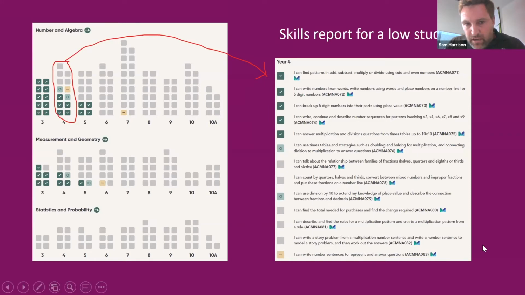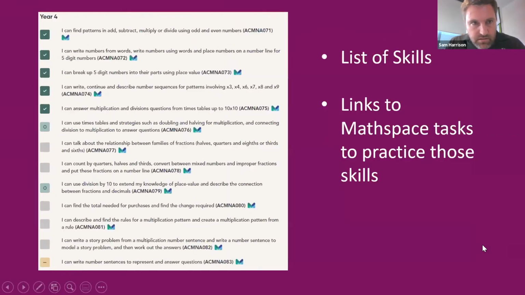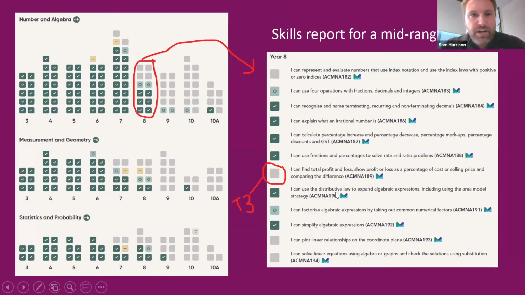So let's have a look at that. That's just a little bit of a close up of the skills from the previous slide. So this is a mid-range student. That's what theirs might look like.